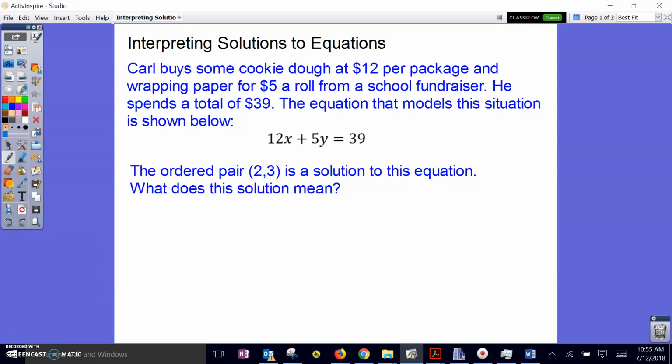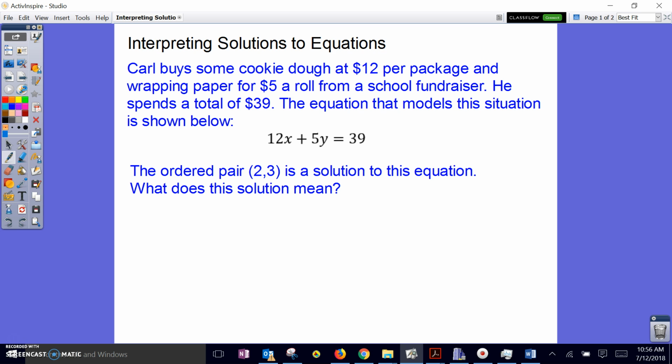All right, in this video we're going to talk about how we interpret solutions to equations when we're looking at linear equations. This is a very important skill, being able to take the result that you get and interpret it to a real-world context. After we take the words and write an equation and then solve an equation, what does that answer mean in context? So let's look at this first example.